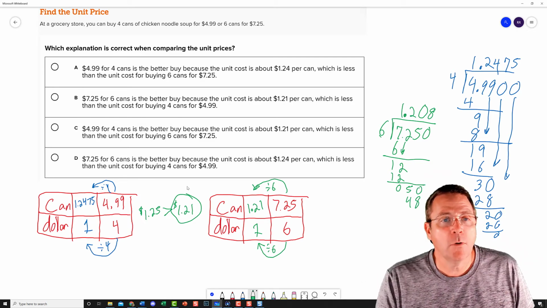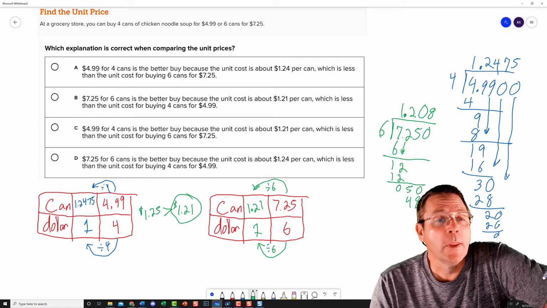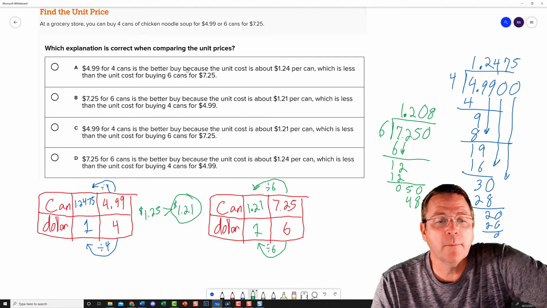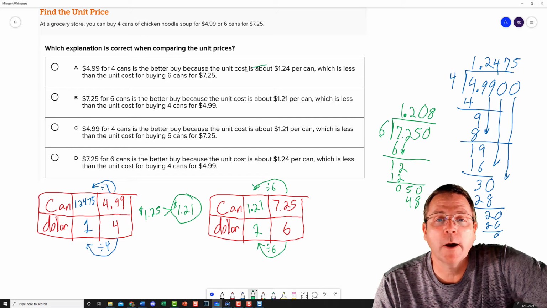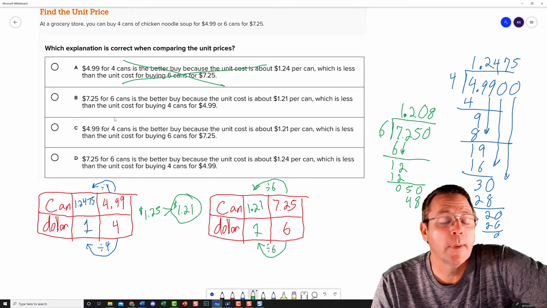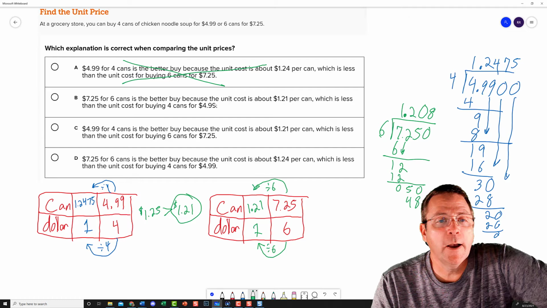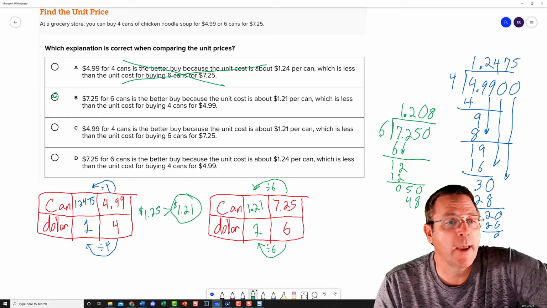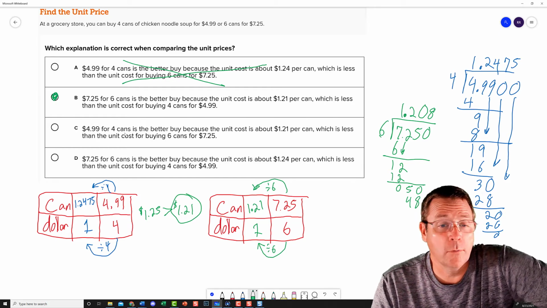From here we need to look at our options and see what we have. Option A, $4.99 is a better buy because, man, we know it's not the better buy, so we can get rid of that one. The $7.25 is a better buy because it has a unit cost of $1.21 per can, which is less than the unit cost for 4 cans. That one looks good. What are our other options?